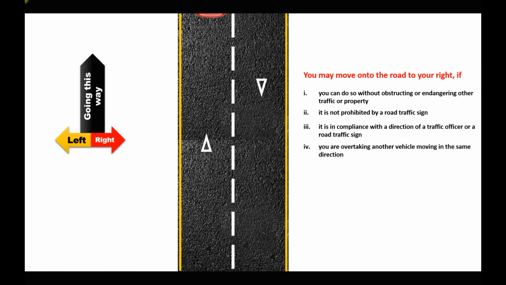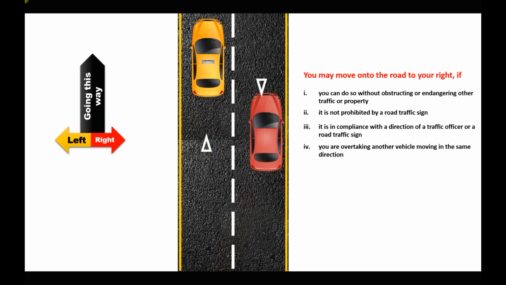Also, the most common instance where you drive on the right is when you are overtaking another vehicle moving in the same direction. So you always overtake on the right. In that case, you go to the right lane. As you can see, the red car is overtaking the yellow one, so it will move to the right and then go back to the left after overtaking.